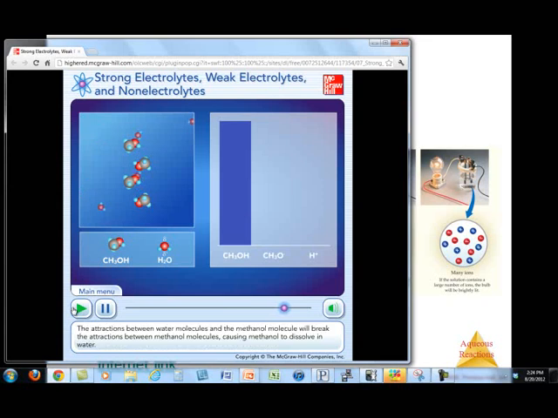The attractions between water molecules and the methanol molecule will break the attractions between methanol molecules, causing methanol to dissolve in water. Note that upon dissolving, the covalent methanol molecules remain intact. Compare this to the dissolution of an ionic compound such as sodium chloride, NaCl, which breaks apart into its component ions in water.